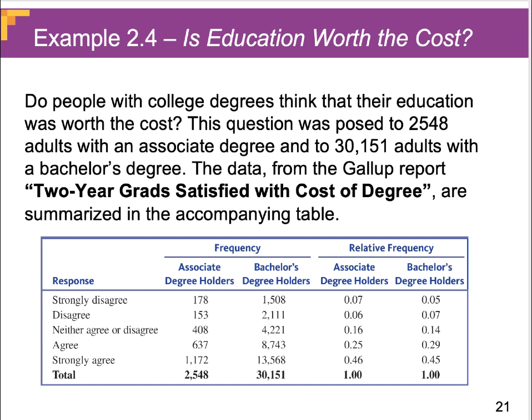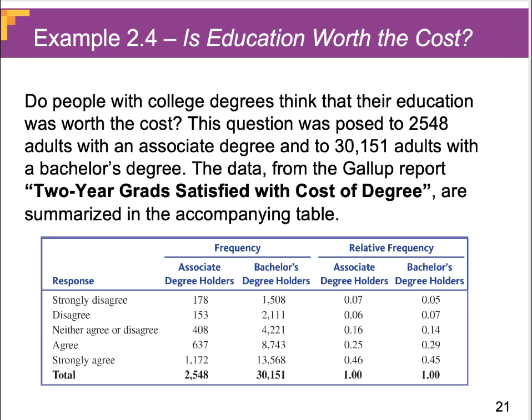So you would do the relative frequency just on the associate degree holders. So you would take, for example, 178 out of the 2,548 observations to get the associate degree holder relative frequencies. And then you would do it again with just the bachelor degree holders. So the first entry there would be 1,508 divided by 30,151, giving you a relative frequency of 0.05. So you see both of those relative frequencies will add up to 1.